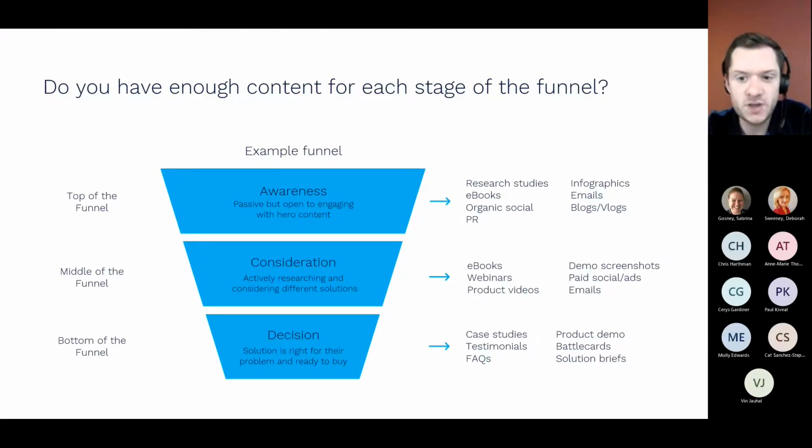We could have demo screenshots if there was a product that you wanted to show the back end to, just to show purely how easy it is to use. Then you've also got obviously social media, paid and organic would be effective content types there. And then emails again. If you think about emails, they can be used really across the funnel, across the awareness, consideration and decision stages. And then lastly, arriving at the decision stage, where you're likely to have the smallest number of people, is where the solution is right for their problem and they're ready to buy.